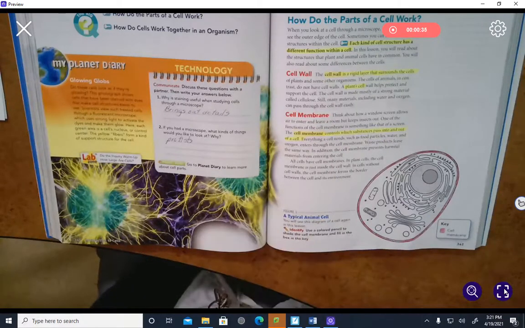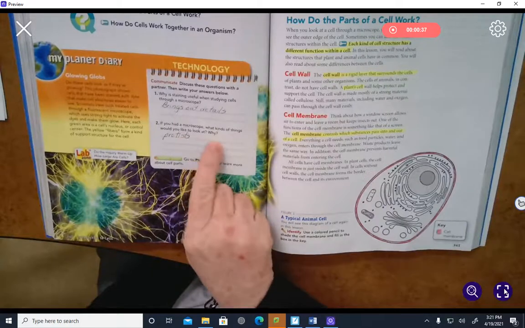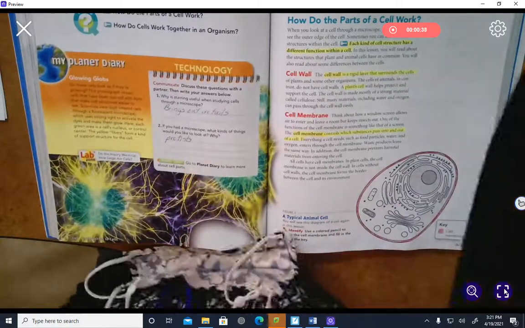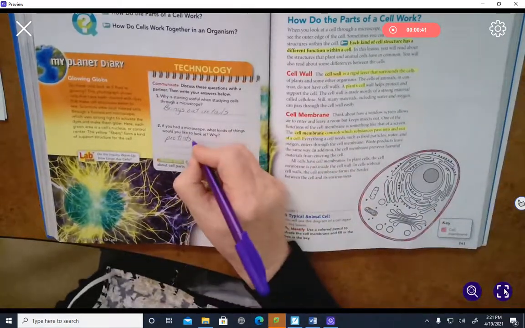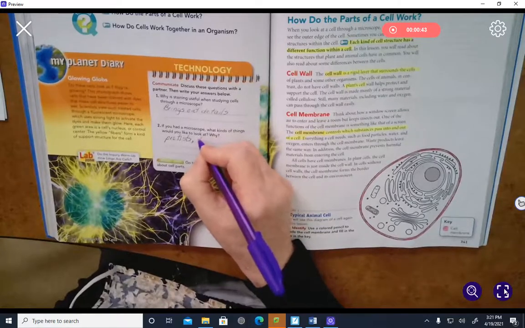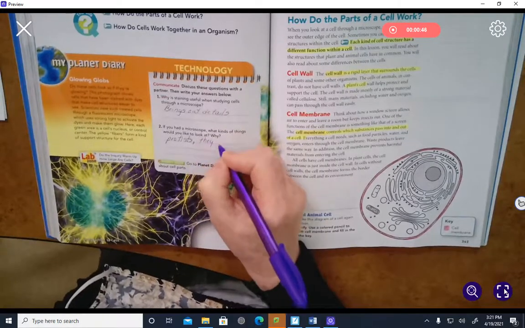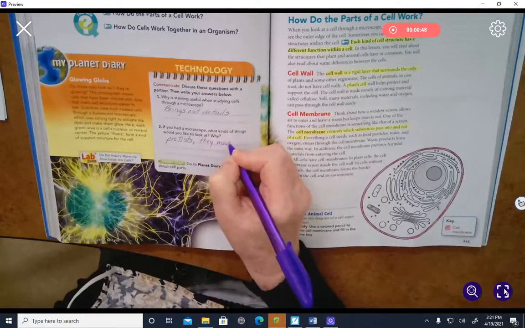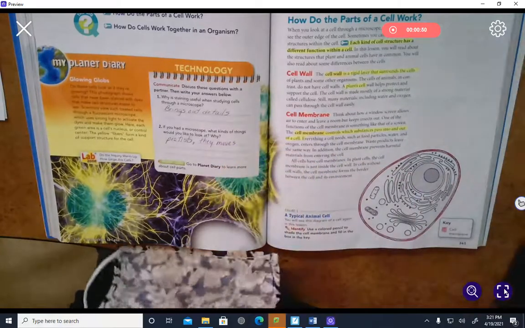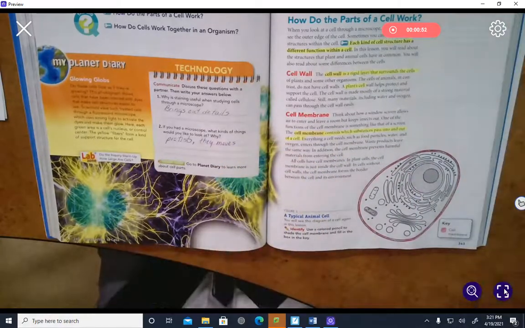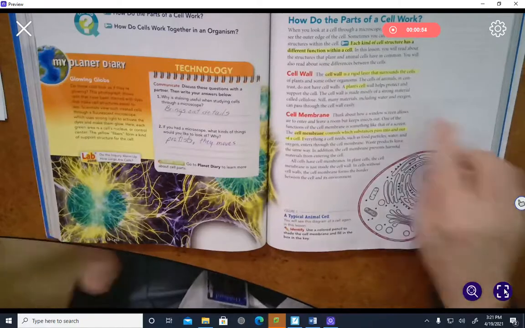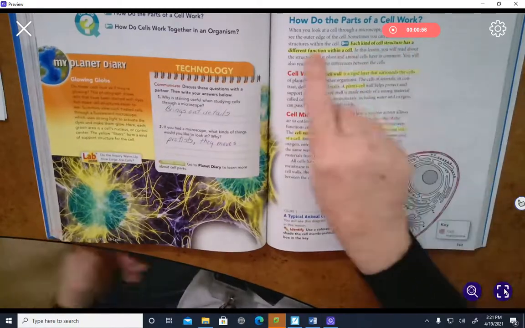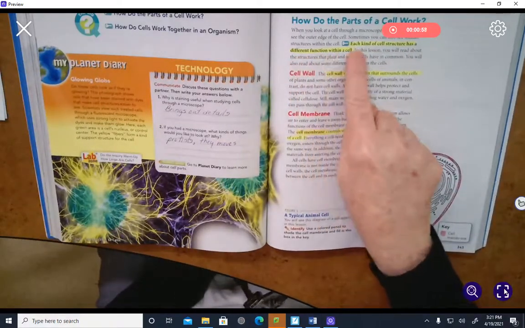This is just mine. What kinds of things would you like to look at, protists? I would always want to look at something that moves under the microscope. We get pond water later, but it's sometimes hard to see them. So we highlighted that each kind of cell structure has a different function within the cell.